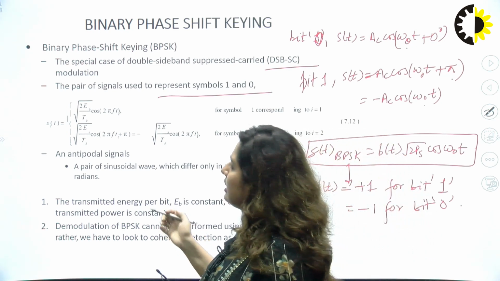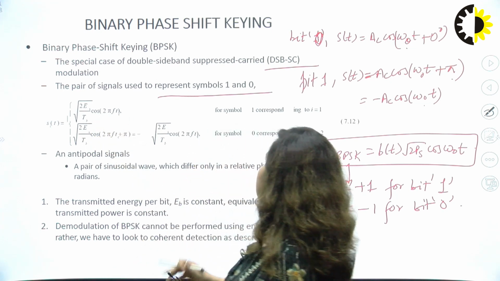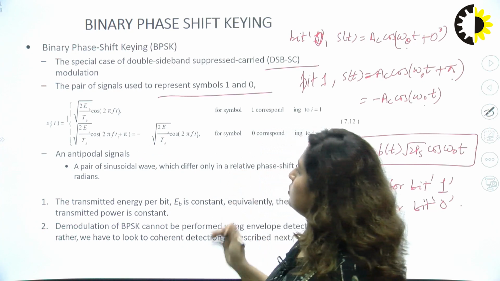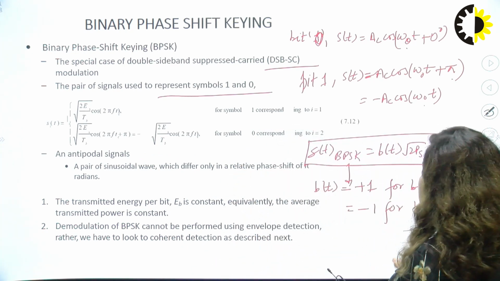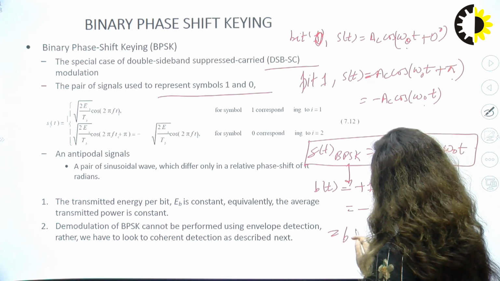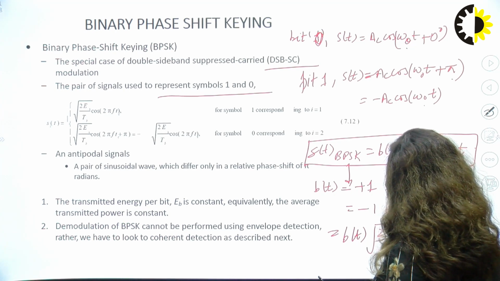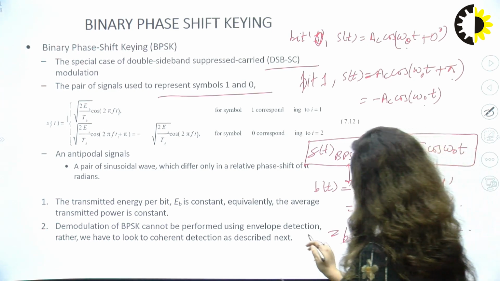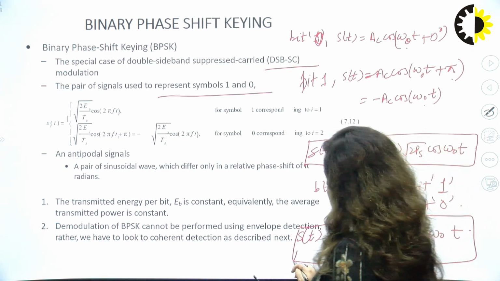Next we can convert this equation under root 2Ps cos omega naught t in terms of Eb by Tb. So we have under root 2Eb by Tb cos 2 pi fc t for symbol 1, and minus under root 2Eb by Tb cos 2 pi fc t for symbol 0. Again we have the same type of equation, b(t) under root 2Ps cos omega naught t, or we can also write b(t) under root 2Eb by Tb cos omega naught t. This is the final modulation equation for the BPSK signal.